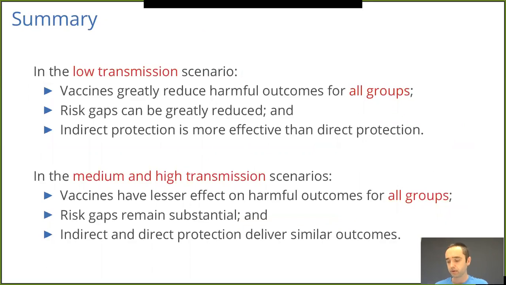So to summarize these results, we saw that in the low transmission scenario, we can achieve a lot with a vaccine. It's capable of greatly reducing harmful outcomes for all population groups, and greatly reducing risk gaps between high-risk groups and low-risk groups. And the indirect protection strategy provides greater benefits than the direct protection strategy in this scenario. In contrast, in the medium and high transmission scenarios, we can't achieve these kinds of benefits with a vaccine alone. And there's likely to be little, if any, difference in outcomes between the indirect protection and direct protection strategies.